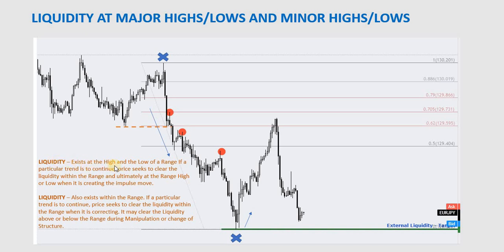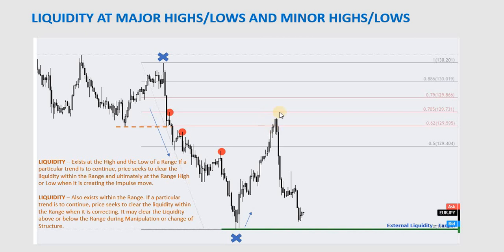So liquidity exists at the high and the low of a range, and if a particular trend is to continue, price seeks to clear the liquidity within the range and ultimately at the range high or low when it is creating the impulsive move. So when price is creating this impulsive move, we are a little bit hopeful that the external liquidity here will be cleared.